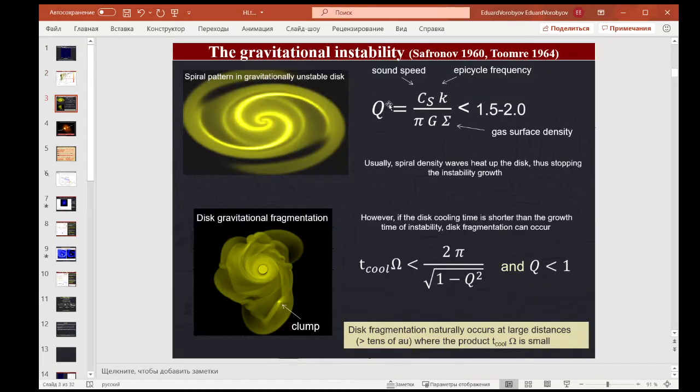This theory tells us if the Q parameter is smaller than about 1.5, then any perturbation given to a disk will grow and the disk will develop a spiral pattern. But this growth will stop because usually the spiral density waves heat up the disk and the instability growth is saturated. However, if the disk cooling time is shorter than the growth time of the instability, disk fragmentation can occur, and it's usually described by this parameter, the cooling time times the orbital frequency. If it's smaller than a few, then the disk can fragment and form so-called clumps. And this process naturally occurs at large distances from the star, more than tens of astronomical units.